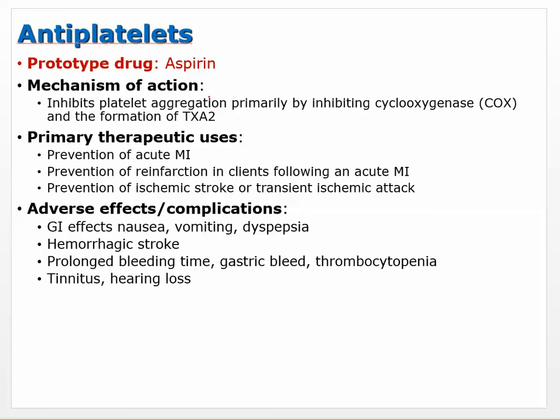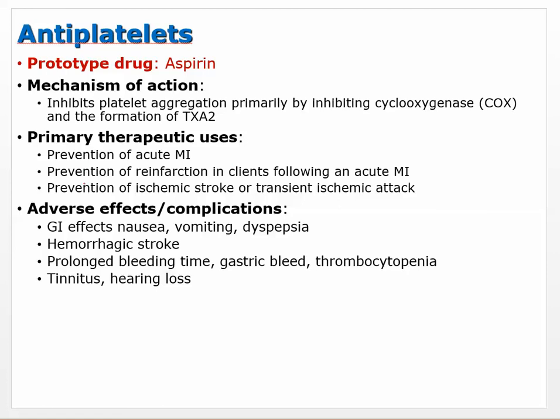So let's see how quickly we can go through the antiplatelets. So these things that are preventing platelet aggregation. So the first one is aspirin. So it inhibits platelet aggregation primarily by inhibiting cyclooxygenase and the formation of thromboxane A2. So uses, a lot of people take aspirin prophylactically. And you'll see that these are a lot of what we see here. So prevention of acute MI.